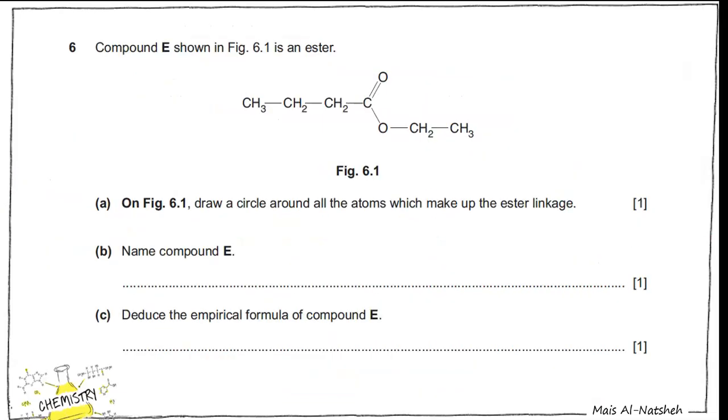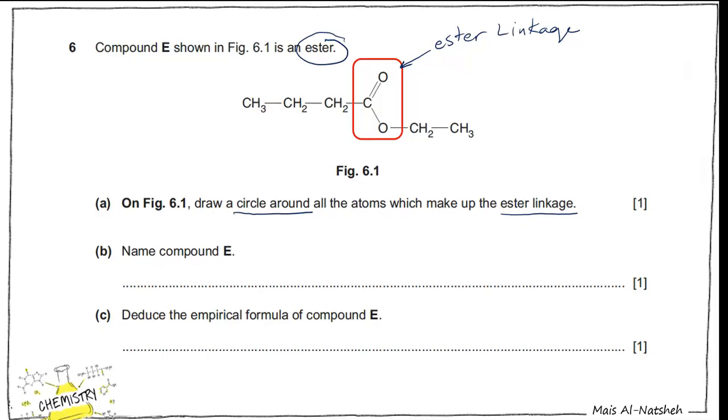Next question. Question 6. Compound E shown in figure 6.1 is an ester. On figure 6.1, draw a circle around all the atoms which make up the ester linkage. Now, the ester linkage is that part in the middle of the molecule which consists of carbon double bond O, single bond oxygen. This is what we call the ester linkage. Now, name compound E. How can we name an ester? When naming an ester, you have to focus on this oxygen, which is bonded to the carbon with a covalent single bond.